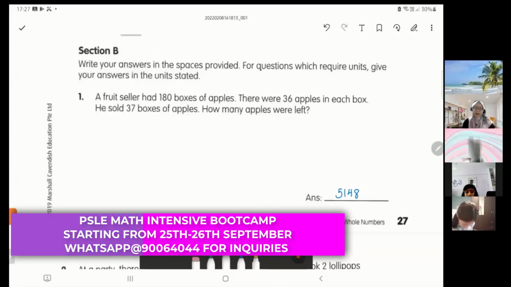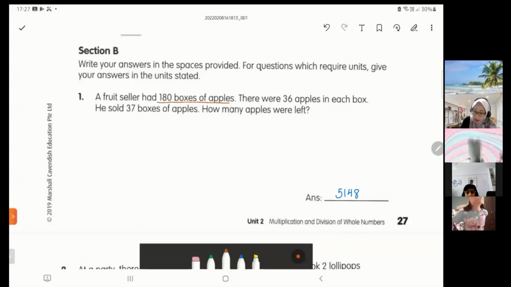Okay, a fruit seller had 180 boxes of apples. There were 36 apples in each box. Each means one box. He sold 37 boxes of apples. How many apples were left? You want to find the leftover because not everything is sold, only 37 boxes.